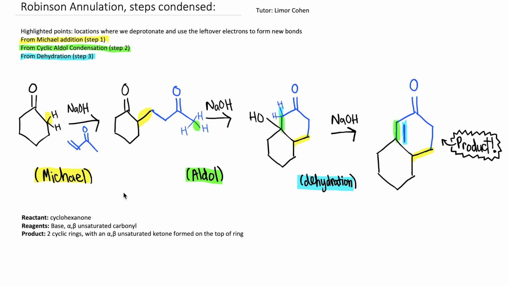So just keep in mind that with Robinson, you start with cyclohexanone, you're reacting with base and an alpha-beta unsaturated carbonyl, and you start with Michael addition, and then you do cyclic aldol condensation, and then dehydration. So that pretty much concludes our video here.